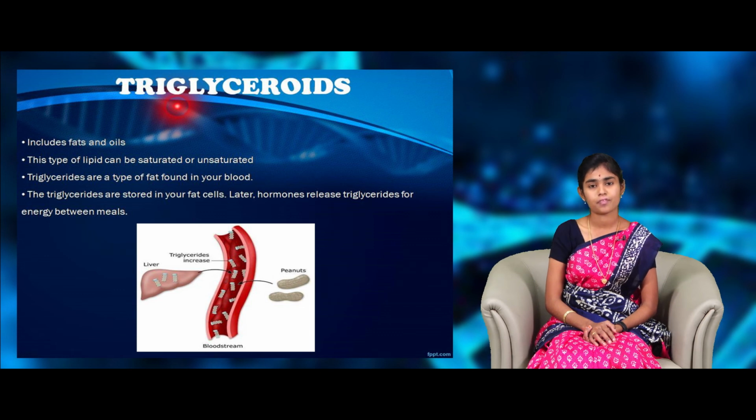Triglycerides are a type of fats that are stored in fat cells. Later, hormones release these triglycerides to provide energy. Triglycerides are the simplest form of lipids that consist of 3 fatty acids linked with one glycerol molecule. Triglycerides and cholesterols are found in the bloodstream and stored in fat cells.